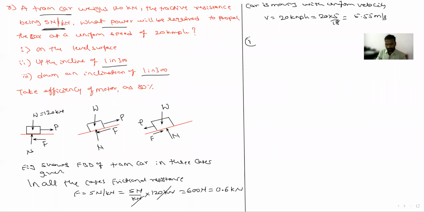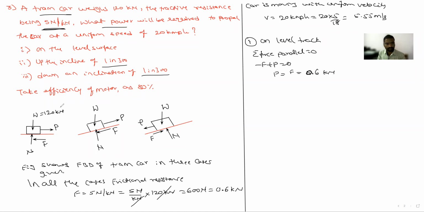Then now coming to case one. What is case one? On a level track. Okay. What is the value of P? See, summation of F is equal to zero. Summation of forces is equal to zero on a level track. Summation of forces parallel is equal to zero. What are the parallel forces? By looking at the figure, minus F plus P is equal to zero. Then P is equal to F. What is F? 0.6, correct. So 0.6 kilonewton.